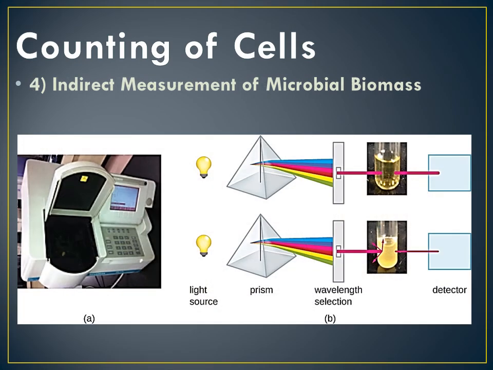The last method is indirect measurement of microbial biomass. Microbial biomass is estimated by measuring relatively constant biochemical components of microbial cells, such as protein, ATP, lipopolysaccharides, peptidoglycan, and chlorophyll. Biomass can also be indirectly estimated by measuring turbidity that can be correlated with cell numbers by reference to a standard curve.